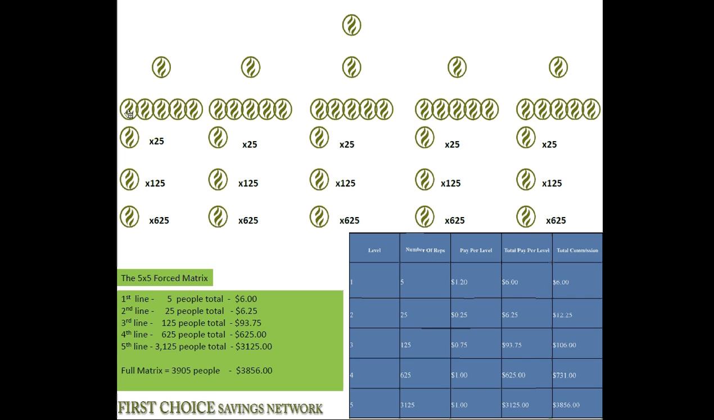So they are making $6 there, which basically cancels out their monthly fee. Their credit card won't be charged anymore. And you're on the second line here. You add it up together. You're making $12.25 total.